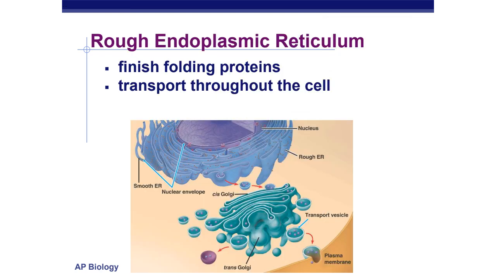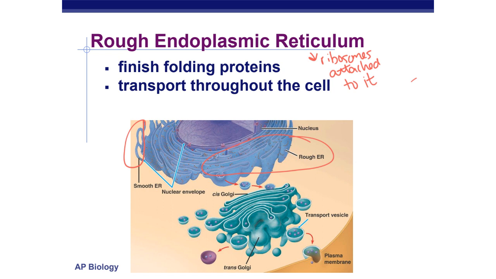So within eukaryotic cells, there are two types of endoplasmic reticulum. We have rough and smooth. Rough endoplasmic reticulum means that it has ribosomes attached to it. That's what makes it rough or bumpy. So in the image down here, you can see that there is smooth endoplasmic reticulum with no ribosomes attached, and then rough endoplasmic reticulum with those ribosomes attached.